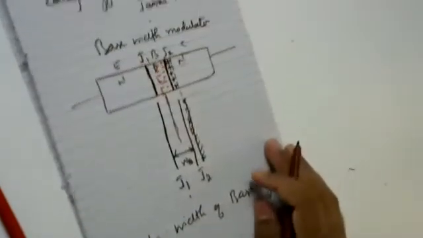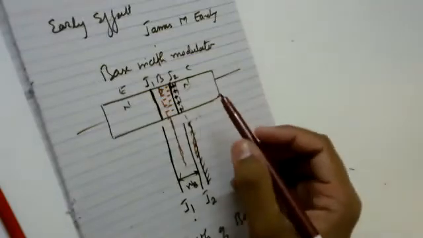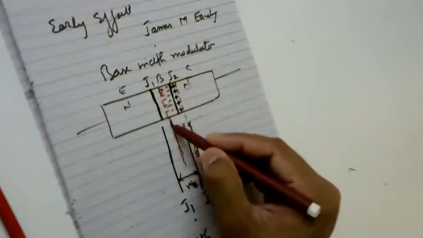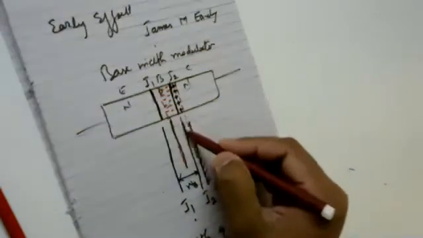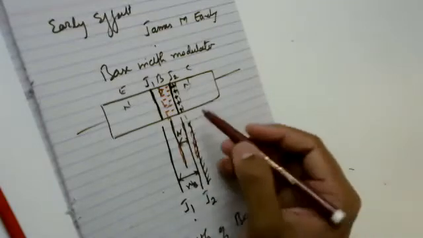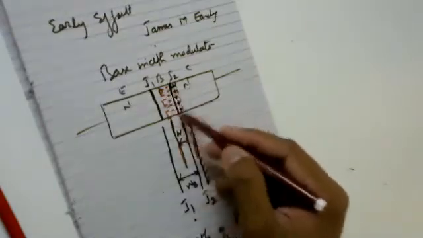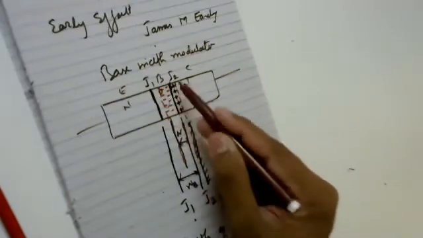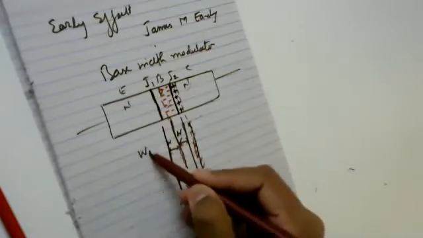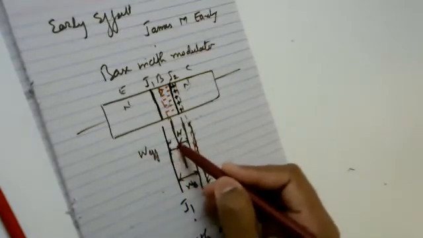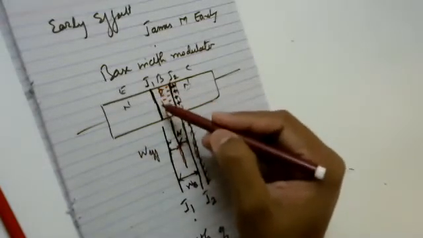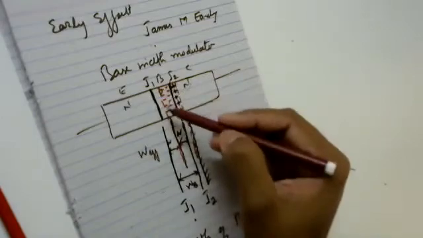Then let W be the width, let me say this section, W be the width where these electrons are forming onto your junction J2, and W effective, let me call this W effective, is the area where neither electrons are there nor holes are there. It's a free region, it's a mobile region. Okay, it's a free region.